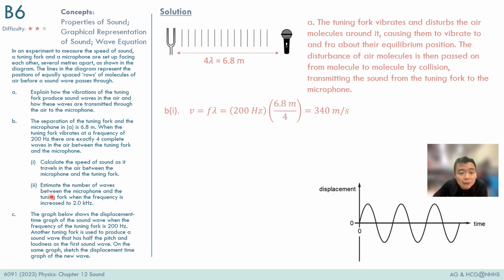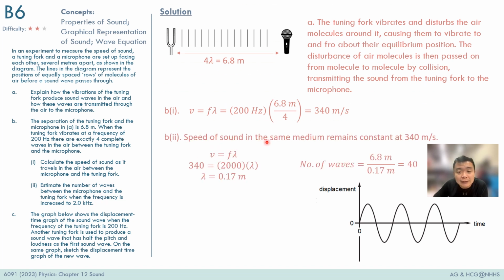Now in B part 2, if I change the frequency to 2000 Hertz instead of 200 Hertz, you are asked to figure out what is the number of waves. So take note that the speed of sound doesn't change. Once you calculated the speed of sound to be 340 meters per second, it remains constant. The frequency now increases to 2000. You can basically recalculate what is the resulting wavelength of the sound wave that travels.